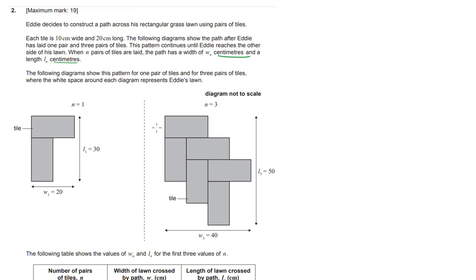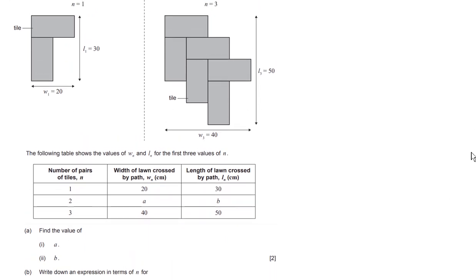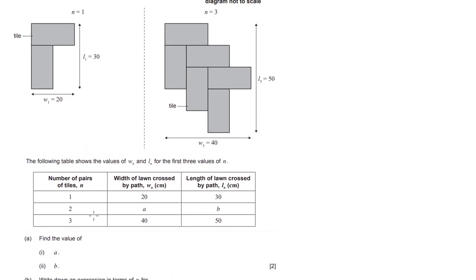So this is 1, this is 3, it says n equals 1, n equals 3. The following table shows the values of Wn and Ln for the first three values of n. So let's slide that down so we can see this, and then we can see the first couple questions there. So for one tile, the width is 20 and the length is 30. So 20 by 30. For three tiles, the width is 10, 20, 30, 40, and then the height is 10, 20, 30, 40, 50.